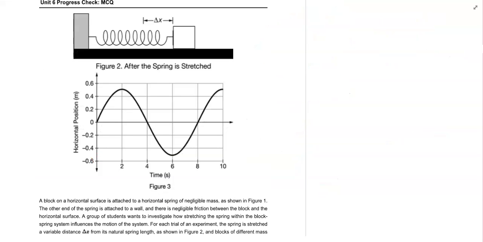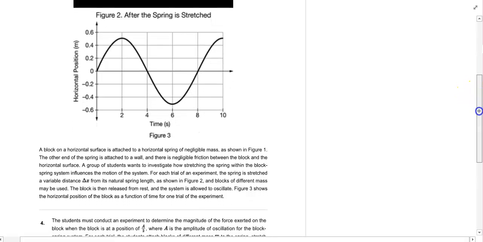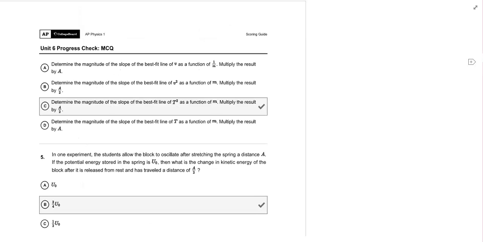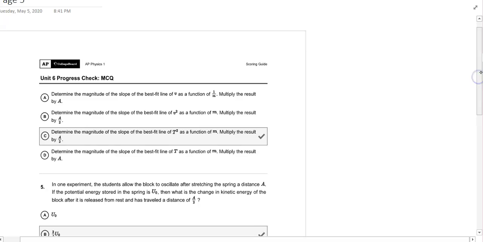Okay, the next one is number 4 here. We've got a mass on a horizontal spring. It's going to oscillate back and forth. We're getting all the information. Anyway, the students want to have an experiment where they know what the force is at A over 2, where A is the amplitude. All right, so this one frustrated me a little bit because I didn't really like their answers. I had to look at their explanation, and it's pretty vague. But anyway, C is our right answer here.